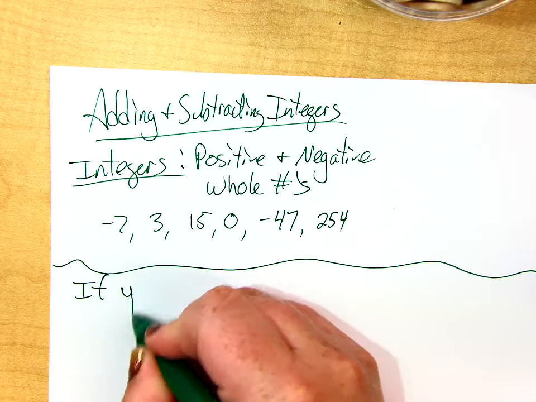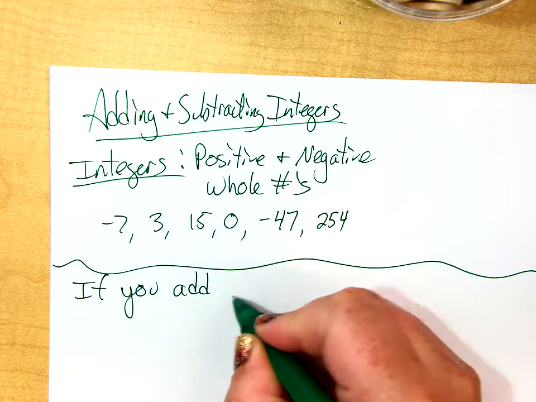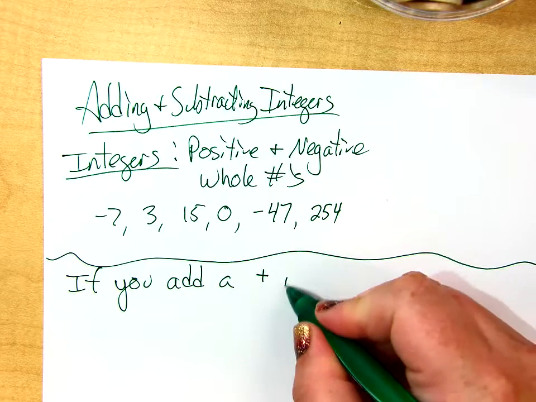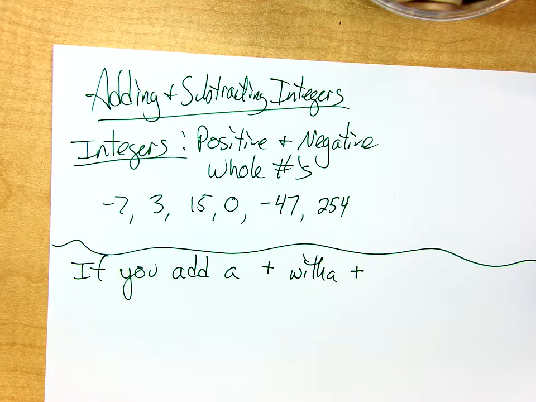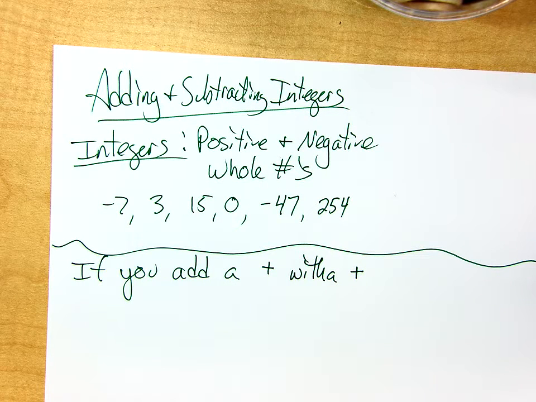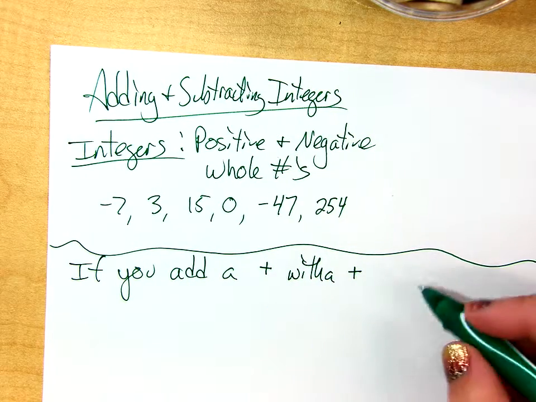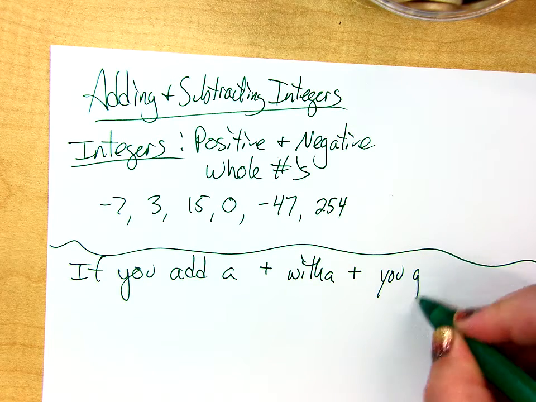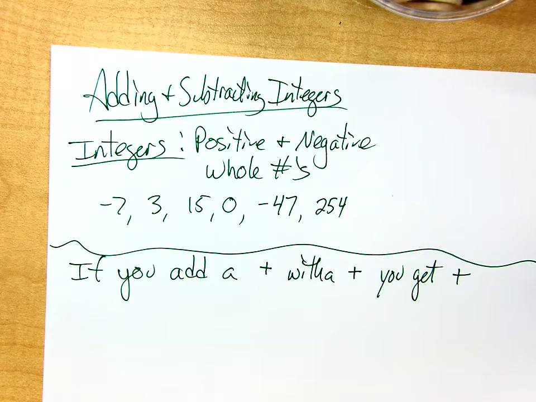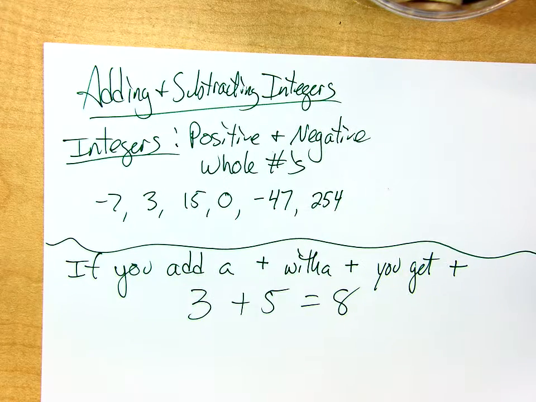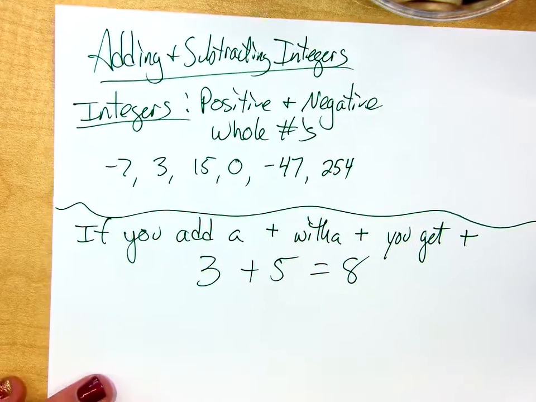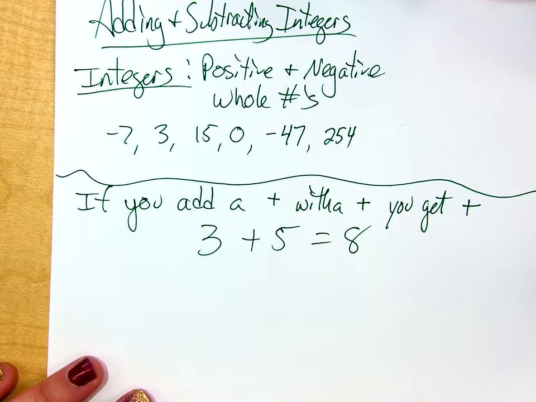If you add a positive with a positive, what's your answer always going to be? Positive. 2 plus 3 is always 5. You don't suddenly get a negative number. So that one's easy. If you add a positive with a positive, you get a positive. So 3 plus 5 equals 8. Nothing tricky there. Positives and positives, you get positives.